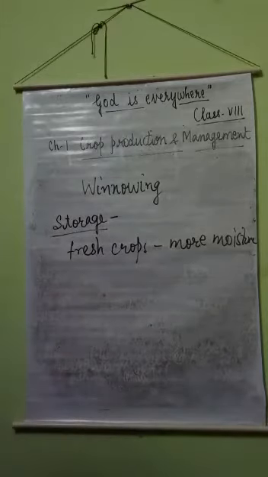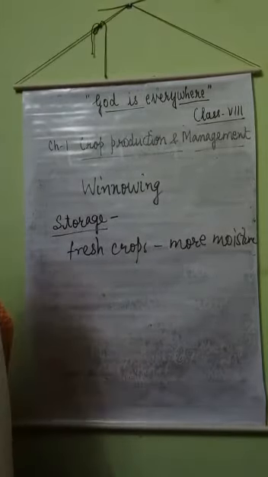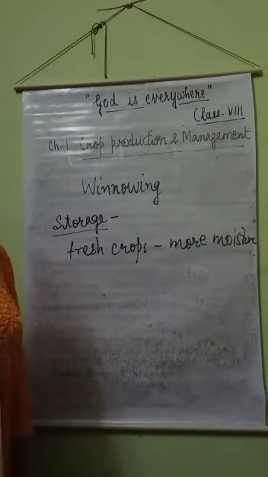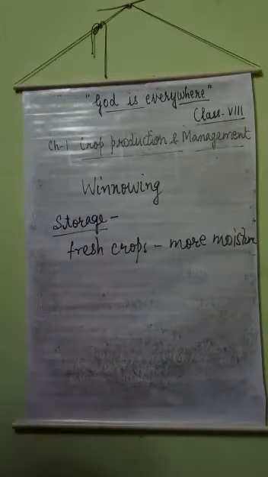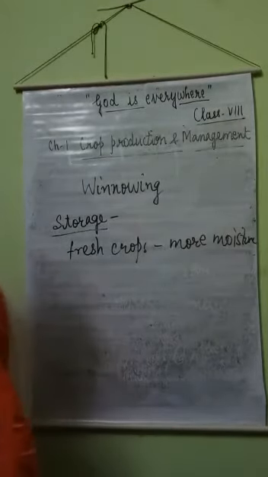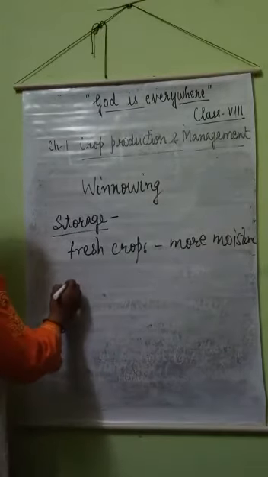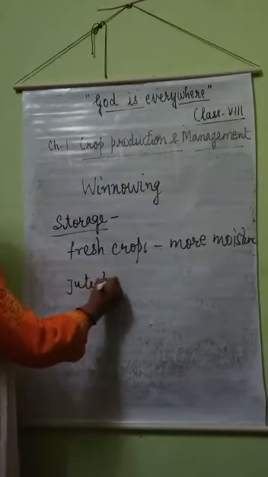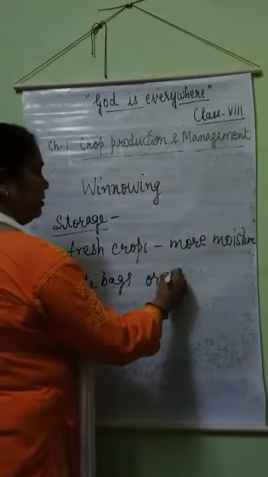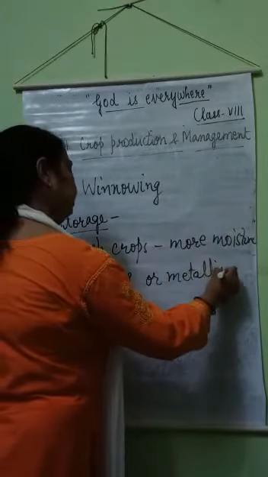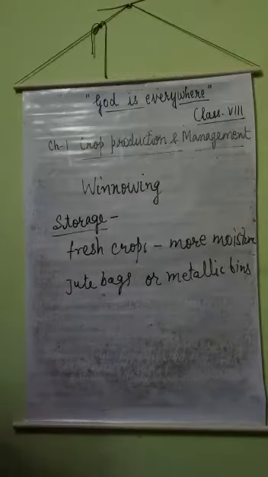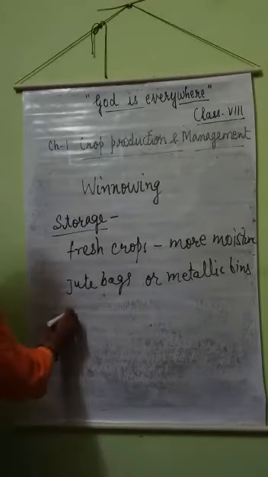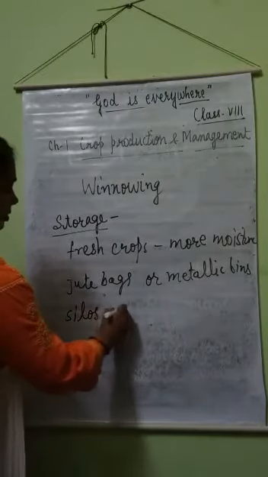So before storage, they should be dried in the sunlight for removing moisture. This prevents the attack of insects, pests, bacteria, and fungi. Farmers store grains in jute bags or metallic bins. On a large scale, storage of grains is done in silos or granaries.